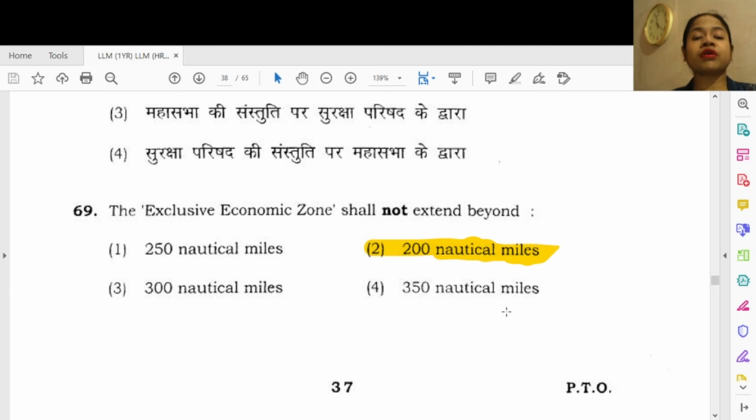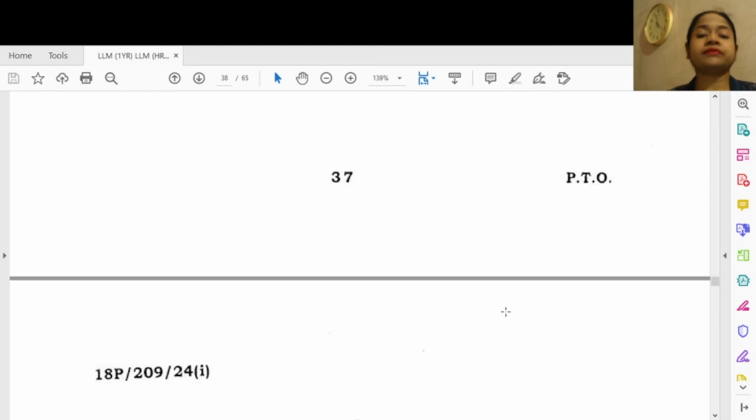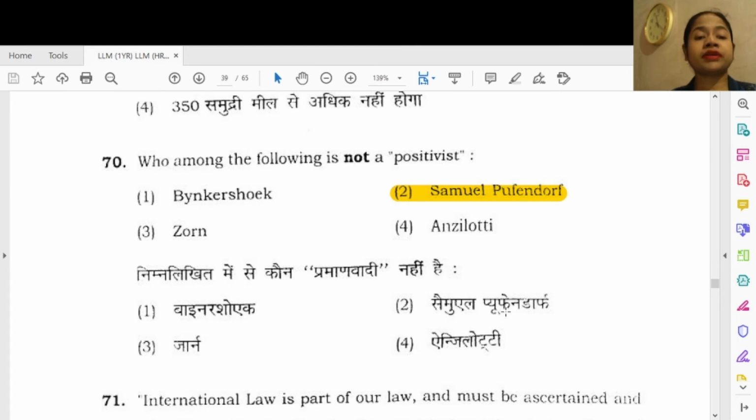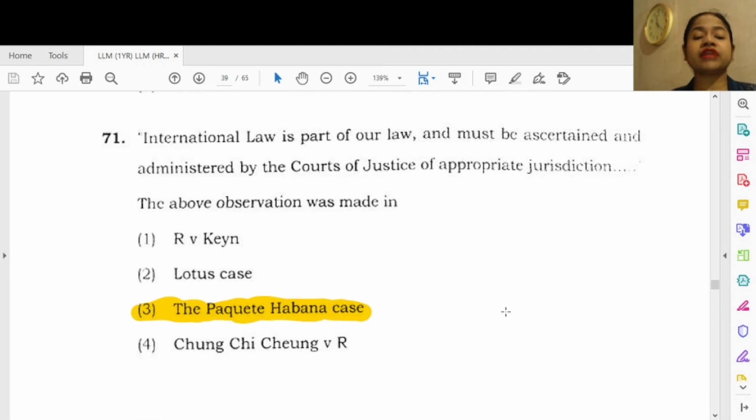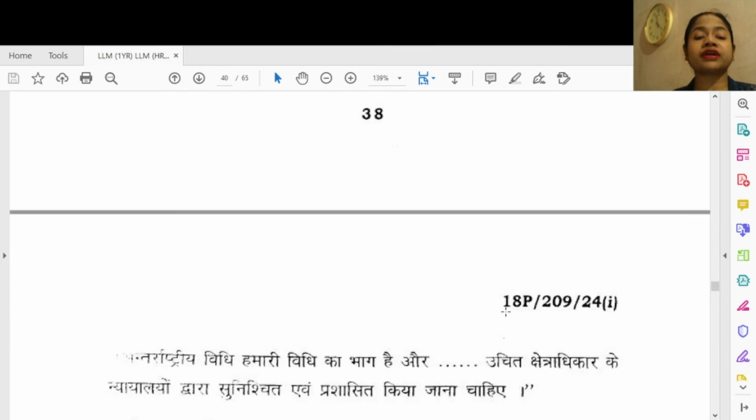69. The exclusive economic zone shall not extend beyond 200 nautical miles from the baseline of the territorial sea. Question number 70. Who among the following is not a positivist? This is option number 2, Samuel Pufendorf. Question number 71. International law is a part of our law and must be ascertained and administered by the courts of justice of appropriate jurisdiction. So the above observation was made in the case of option number 3, the Paquete Habana case.